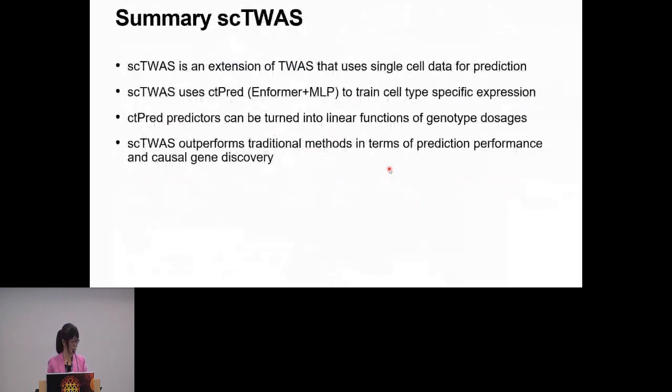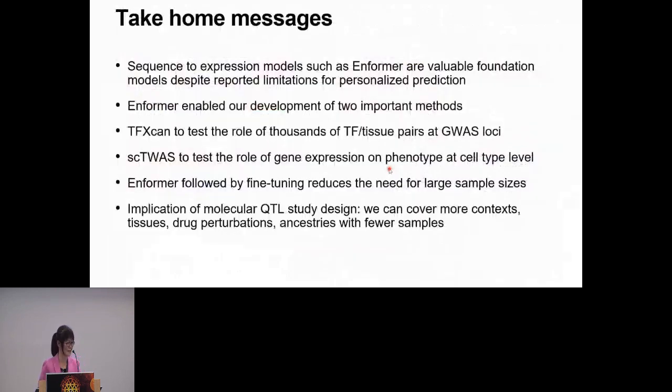And the take-home message: we used Enformer, which was heavily criticized, but I think it's unfairly criticized. You can use it to infer population-level variation data, and the fact that we can do this means that you can train across the genome. You only need one sample to do that.